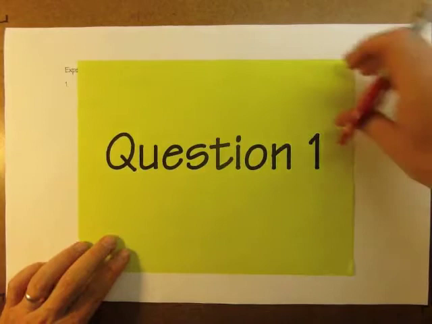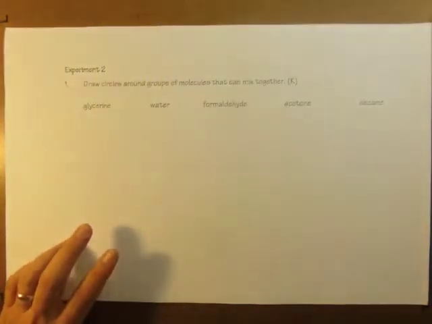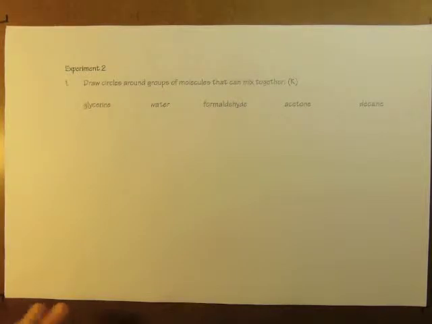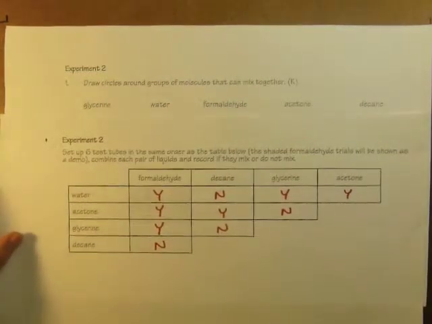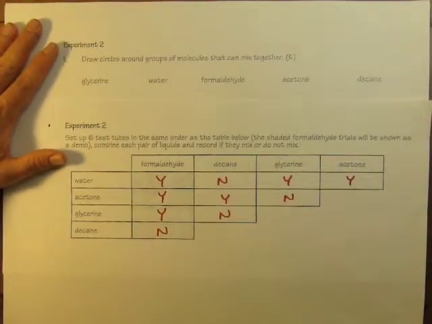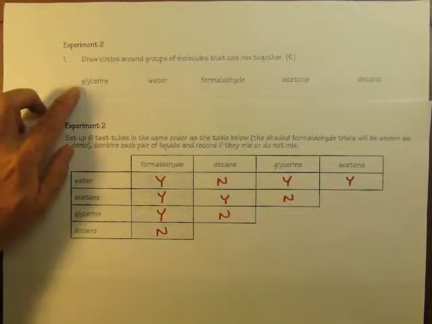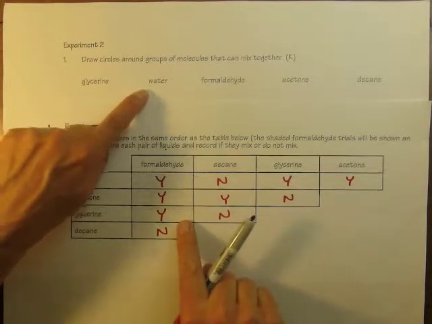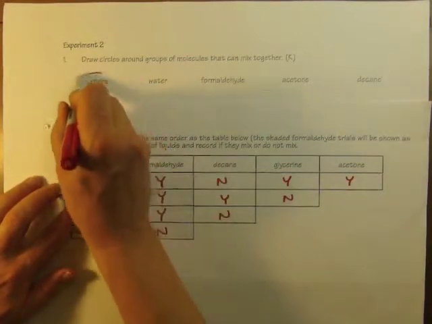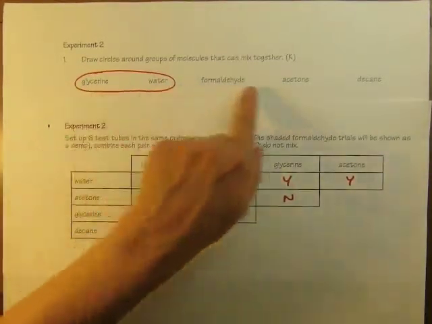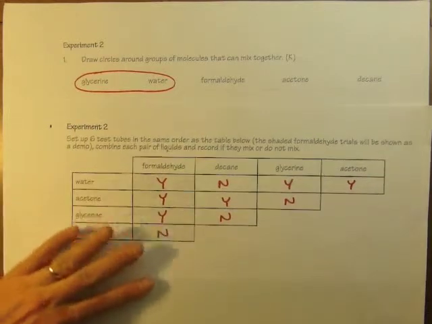Last set of questions, let's look at experiment number 2. And we'll start with question number 1. The question is asking us once again to draw circles around groups of molecules that can mix together. So let's look at those data and see who was able to mix and who was not. Starting with glycerin. Glycerin was able to mix with water, but it was not able to mix with formaldehyde. So I can make this group right here. Something about glycerin is very different from the other molecules, that it's not able to mix with them.